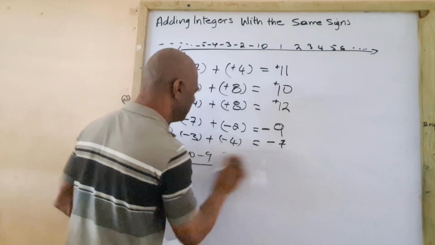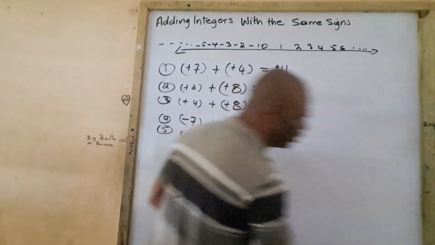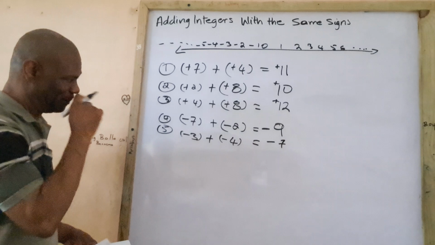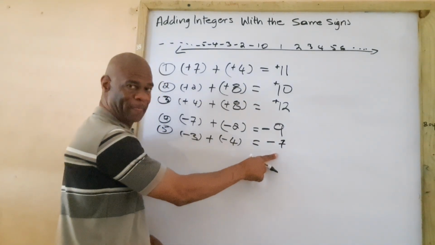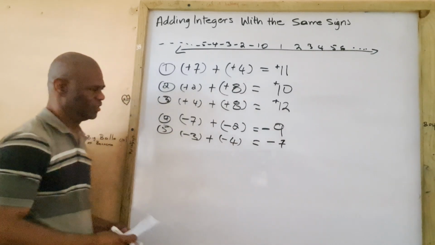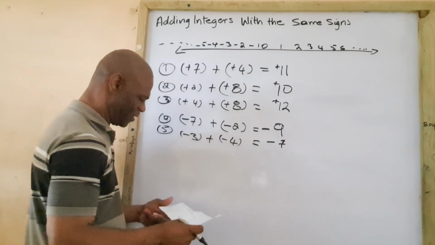So notice what is happening. Even though the numbers are negative, they're both negative, notice that we are adding. Right? So we are adding. Good? Let's do one more.